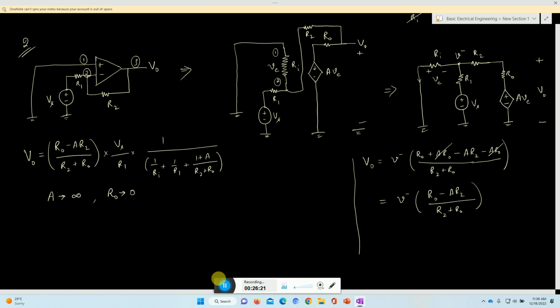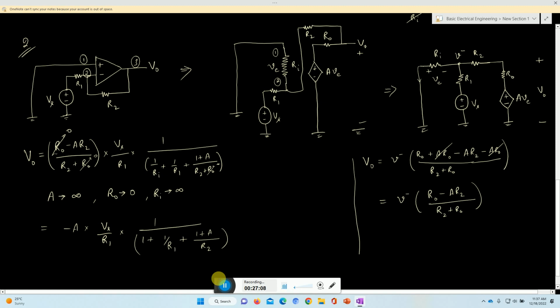If we take these two cases, first we take R0 equal to 0 here, this is equal to 0, this is equal to 0, and here this is equal to 0. First let us rewrite this, AR2 by R2, so R2 also cancels out, so we get minus of A into Vs by R1 into 1 by, and Ri also tends to infinity. You have got 1 plus 1 by R1 plus 1 plus A by R2. This is what I got here.